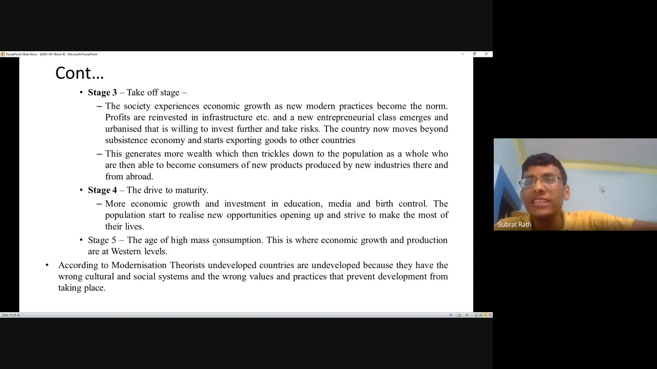In the 5th stage, the age of high mass consumption. That means production is lessened, but because of demand, there is mass consumption. People have wealth. They are trying to consume more and more. And these things happen because of the help from the West.